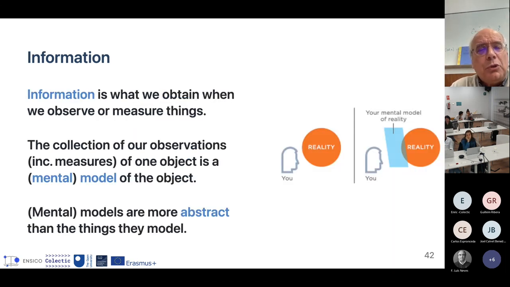What is information is what you obtain when we observe and measure things. We build a mental model of reality. And that mental model is not the reality. It's more abstract than the reality. And interestingly, it's not the same. Two observers will have a different mental model of reality. Maybe there are some core observations that are the same, but some people observe some aspects of reality. They privilege some aspects of reality compared to others. And this is very important because it's the first time the word abstract comes in, and programming has to do a lot with this abstraction thing.